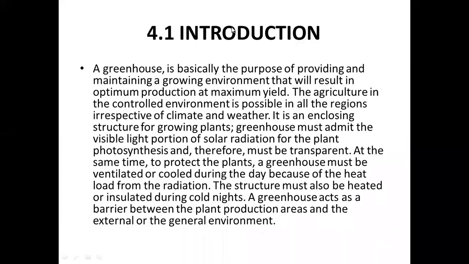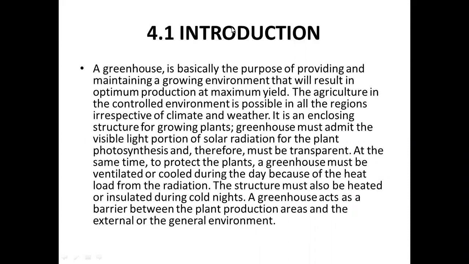Introduction. A greenhouse is basically for the purpose of providing and maintaining a growing environment that will result in optimum production at maximum yield. Agriculture in a controlled environment is possible in all regions, irrespective of climate and weather. It is an enclosing structure for growing plants. A greenhouse must admit the visible light portion of solar radiation for plant photosynthesis and therefore must be transparent.